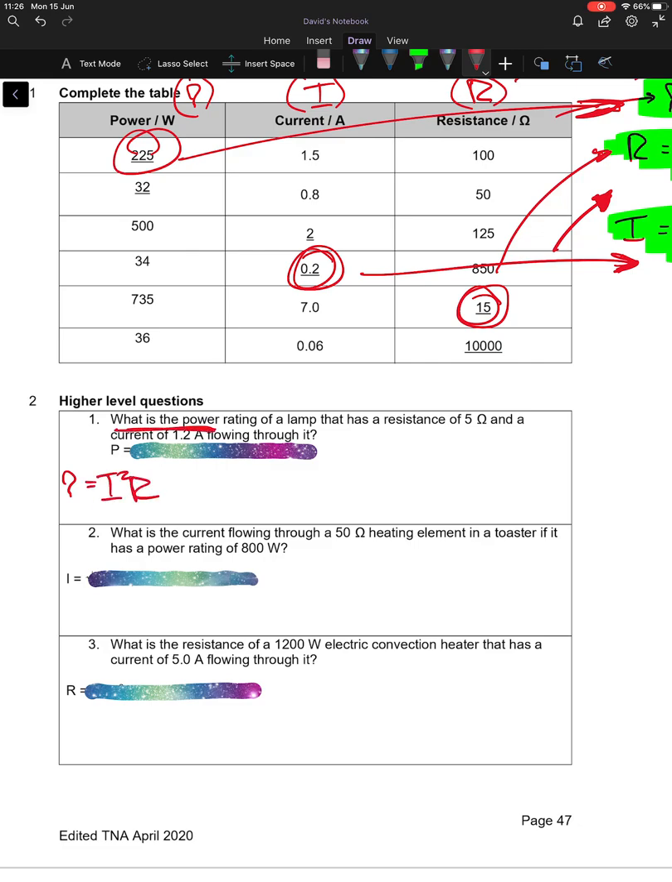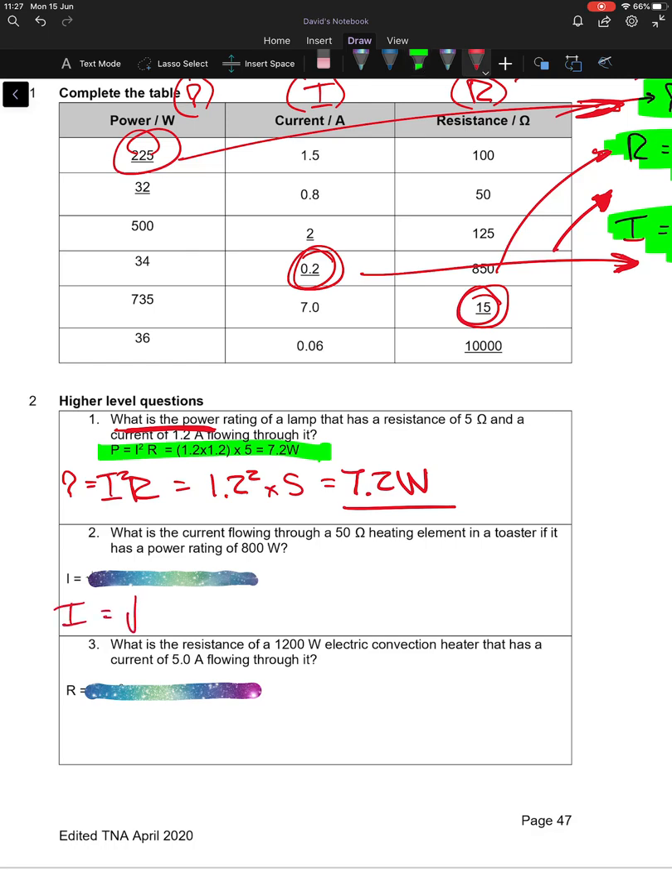So, P equals I squared R because we're looking for the power rating. So that means we need 1.2 squared times 5, which if you worked out comes to 7.2 watts. There you go.